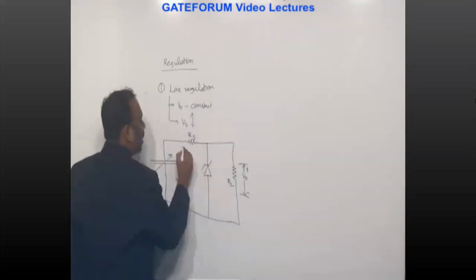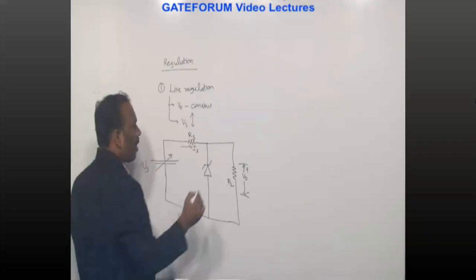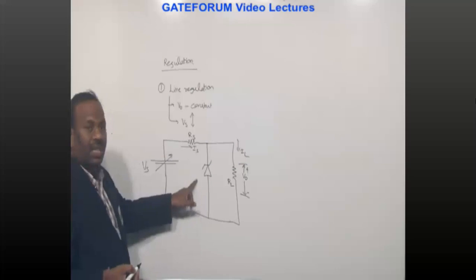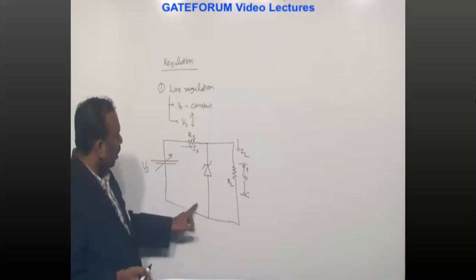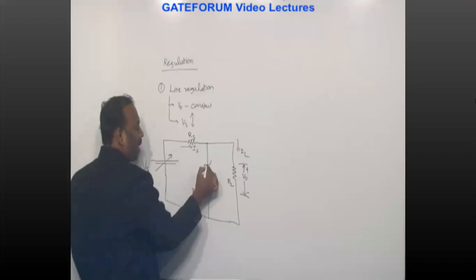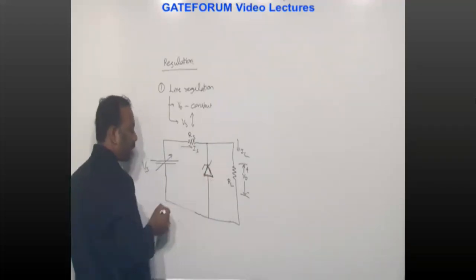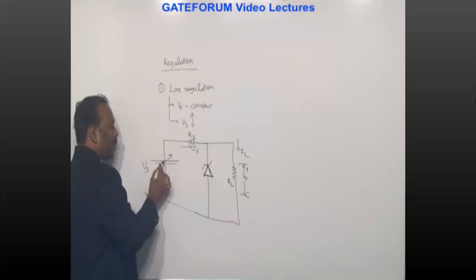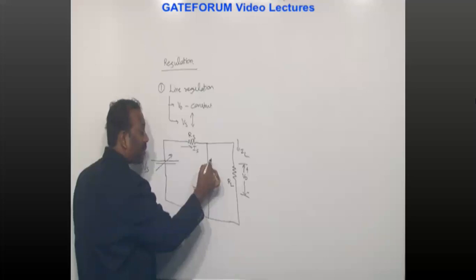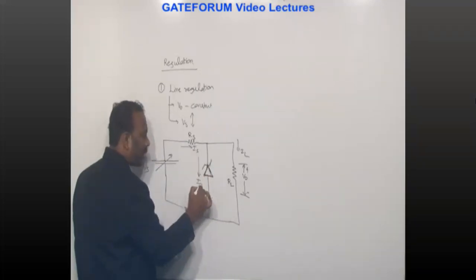See here, assume the current flowing through this one is IS. The current flowing through this one is IL. Now, what is the current direction in this one? Whether it's in this direction, upward, or downward? This arrow mark indicates the current direction when the diode is forward biased. But now the diode's positive terminal is connected to the cathode. Therefore, now the diode is reverse biased. Reverse bias means the current direction is like this. That is important. IZ.